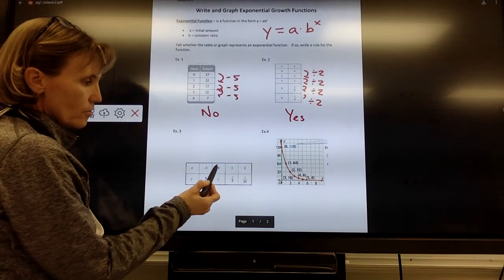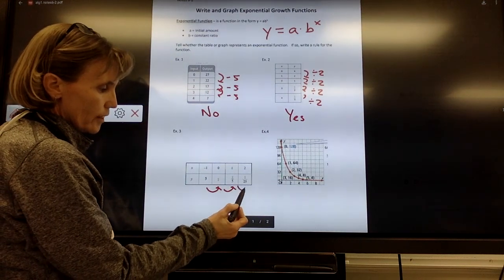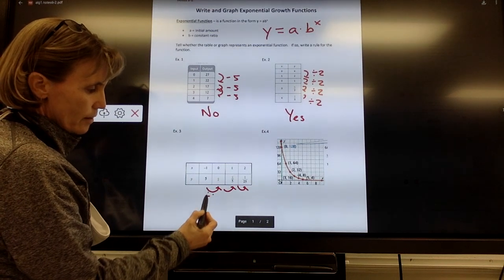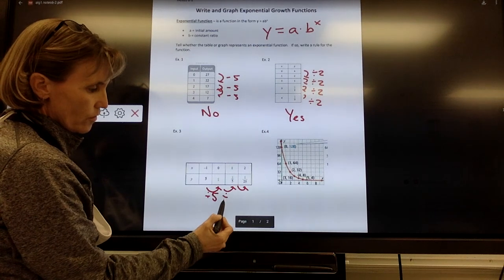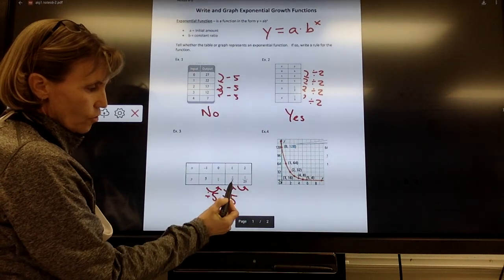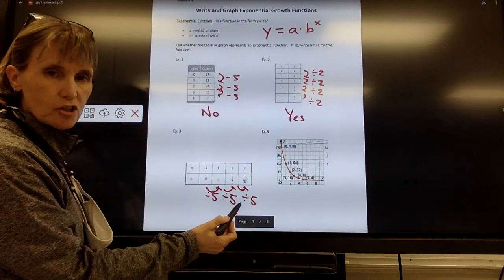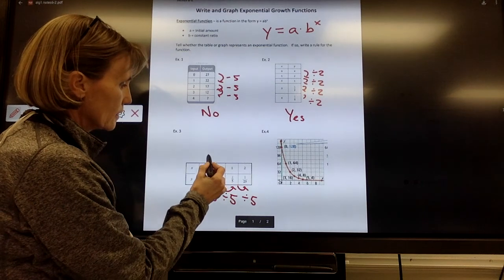Okay, as the x values increase by 1 here, what's happening to the y values? We're looking at the y values each time. To go from 5 to 1, we're dividing by 5. To go from 1 to 1/5, we're dividing by 5. To go from 1/5 to 1/25, we're dividing by 5. So that ratio is constant. It's constantly being divided by 5, so that is a yes.